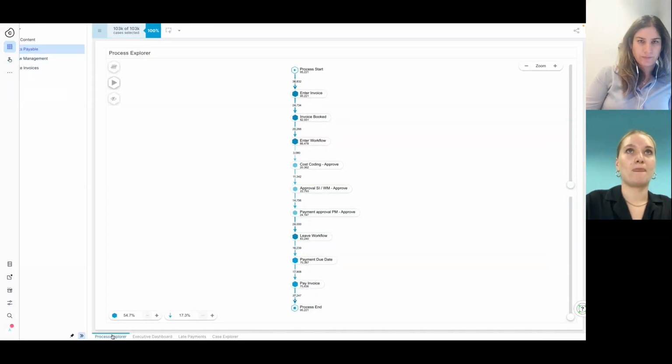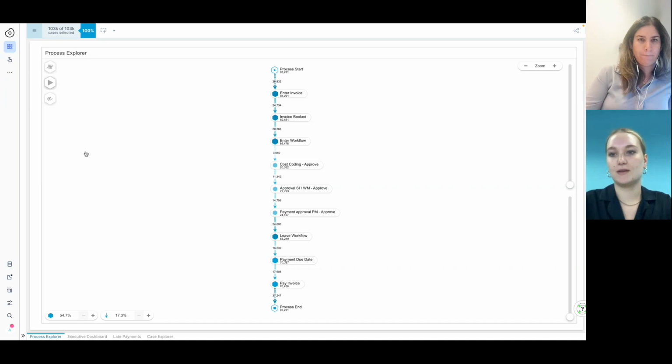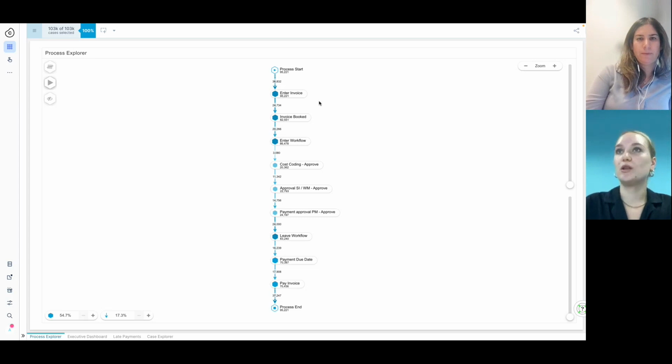So what we see here now is Oord's accounts payable process. This is how most of the time the process flows. We first enter an invoice, it is then booked, it then has to enter a workflow where different approval steps occur, and then it leaves the workflow so we can pay the invoice. So this is how the process looks most of the time.